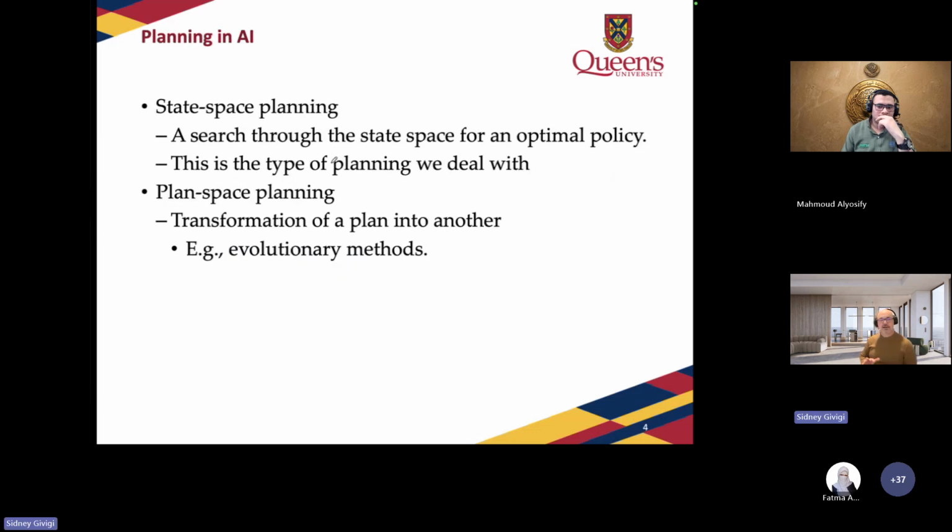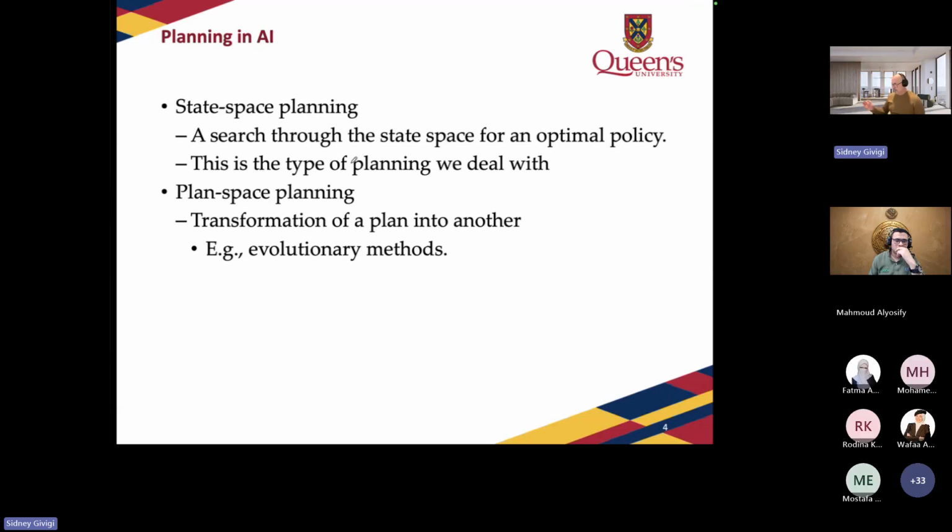In AI, there are two different types of planning that people usually refer to. One is called state space planning. This means that we have a search through the state space. For example, this is sometimes done for motion, right? You have a vehicle, or these big robotic arms, specifically those that go to the space station. You try to find in the state space what would be the best policy.